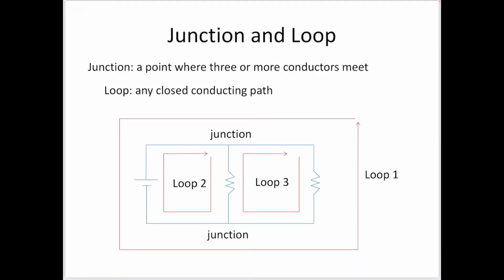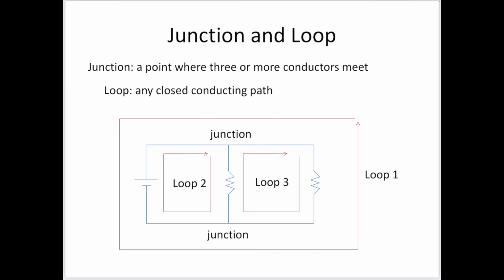So we need to define the terms. Junction is a point where three or more conductors meet. So in this figure, I show two junctions. Three conductors meet at these two junctions. And the loop: any closed conducting path is a loop. So in this case, we could consider three loops: the largest loop, loop 1, the smaller loop 2, and loop 3.